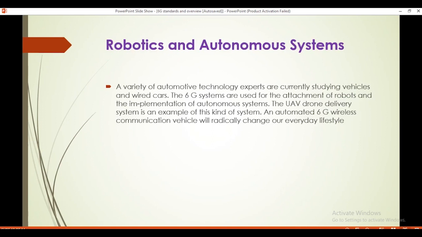Connected robotics and autonomous systems are one of the applications of 6G. A variety of automotive technology experts are currently studying connected and wired cars. These 6G systems are used for the attachment of robotics and the implementation of autonomous systems. The UAV drone delivery system is an example of this kind of system. And automated 6G wireless communication will radically change our everyday lifestyle.